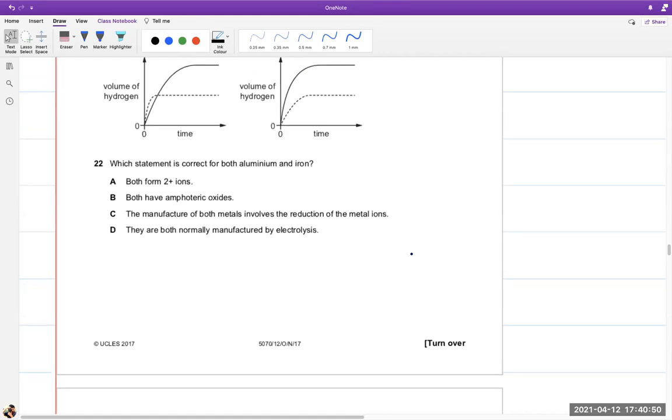Which statement is correct for both aluminium and iron? Okay. Both form positive 2 ions. Yeah, they do. Aluminium also forms positive 2, and iron also forms positive 2. It's like that.